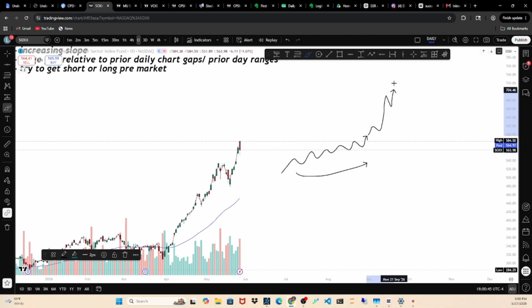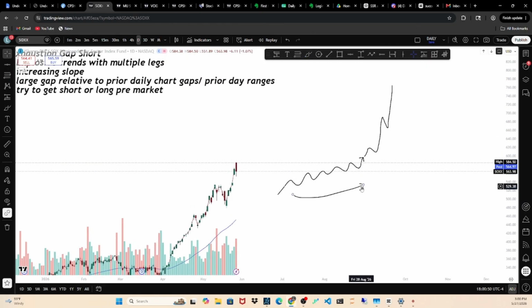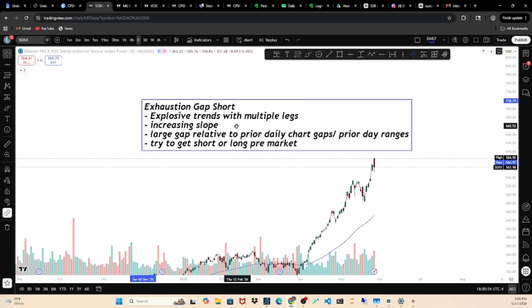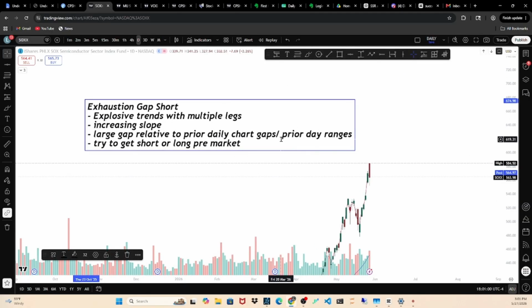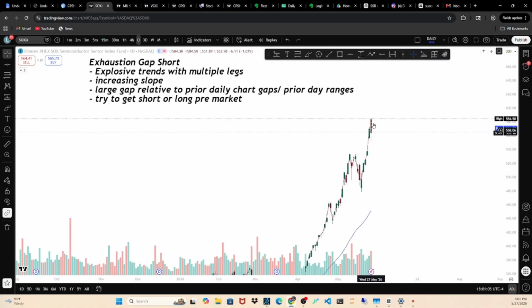The legs start to get bigger and steeper. Now this thing is going what we call parabolic. Whenever this happens, we know that it's likely to revert to the mean at some point. It's just a matter of understanding what type of nuances and confirmation you're looking for. And so the nuances and confirmations I was looking for with this specifically was I wanted to see multiple green days. I wanted to see a big gap up.